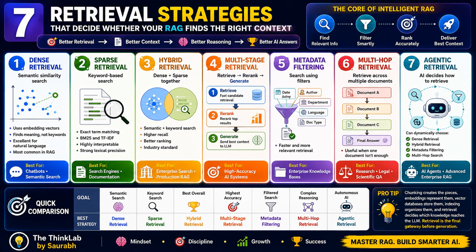This is important, so remember this very simple formula. Better retrieval leads to better context. Better context leads to better reasoning. Better reasoning leads to a better AI answer. Retrieval is the bridge between your knowledge base and your large language model. Without good retrieval, even the most powerful AI cannot answer correctly.